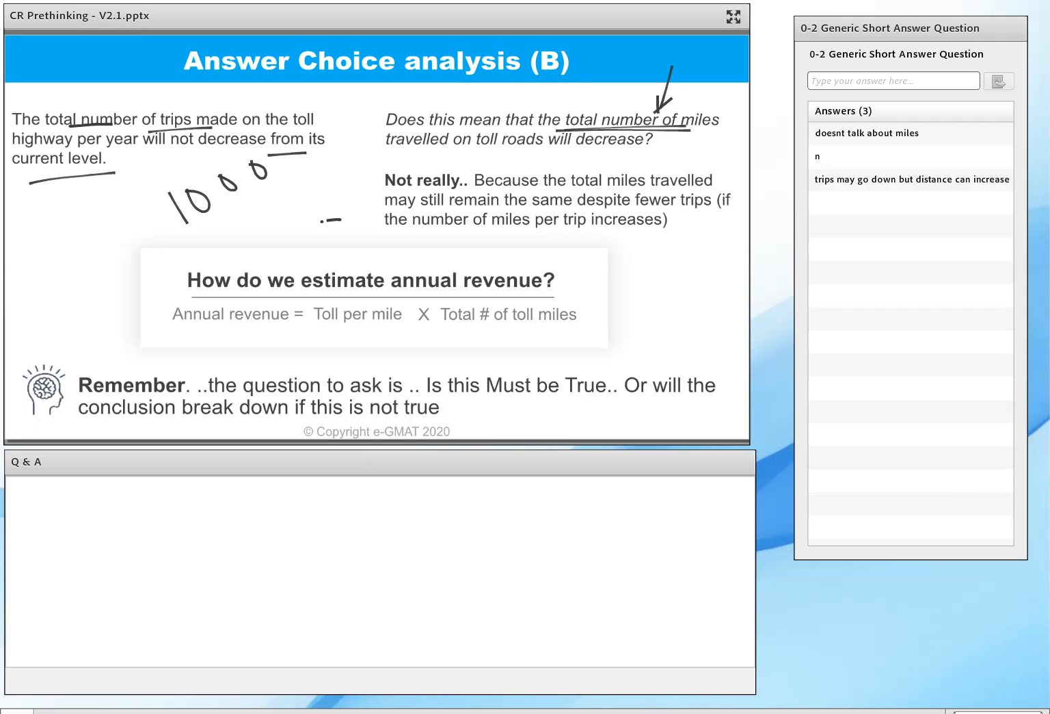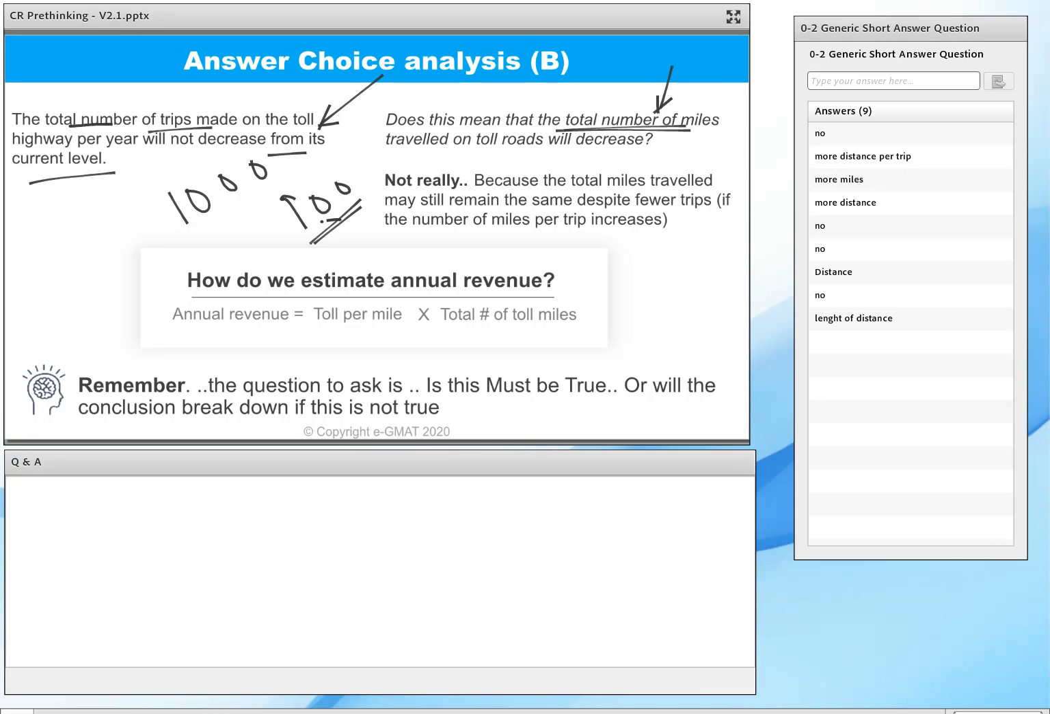Now this year, if we go to 900, does it mean that the total distance will go down 100%? No. What can compensate for fewer trips? More miles per trip, right? So then is that a must be true as per our definition of an assumption? No, it is not a must be true.